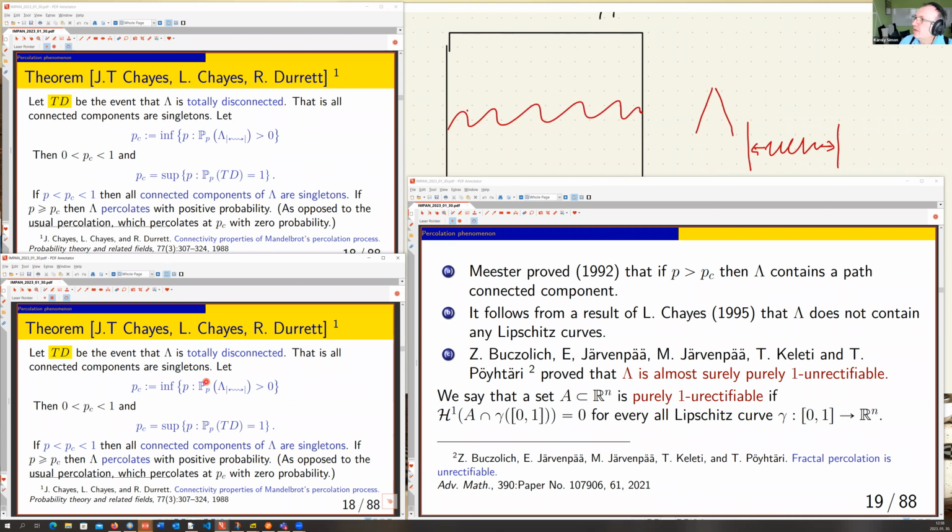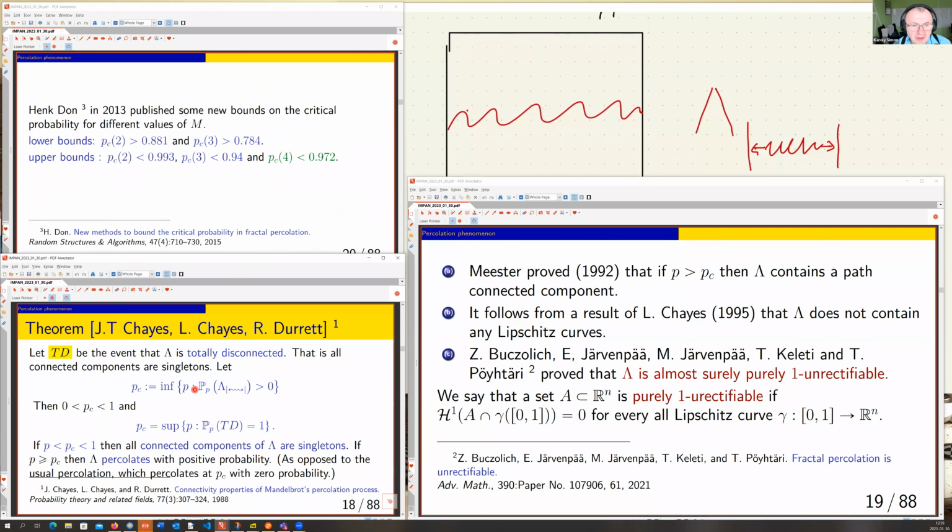Yes. So it doesn't matter whether you want to connect the left-hand wall to the right wall or the upper wall to the bottom. It doesn't matter. And about the critical probability, we do not know too much, but there are some results.